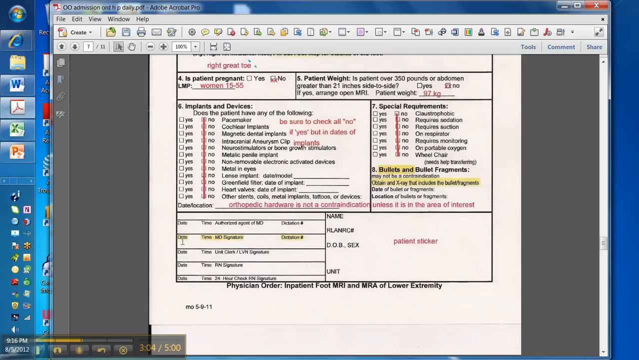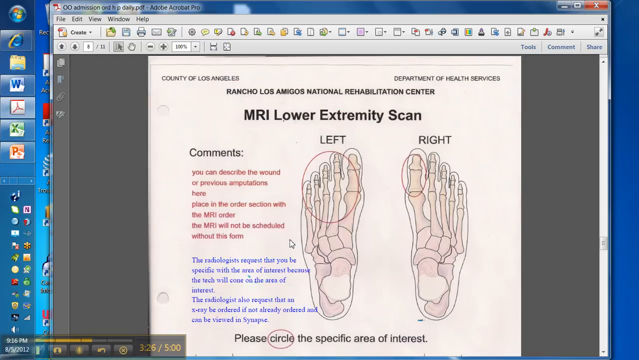And then be sure to date, time, sign, and put your dictation number. They are really picky about this. If you do not fill this out correctly or completely, it will not be ordered. And the other thing is if someone else has ordered the MRI for us, like the person who admitted the patient at night, make sure that they ordered it correctly and that they ordered the views that you want.